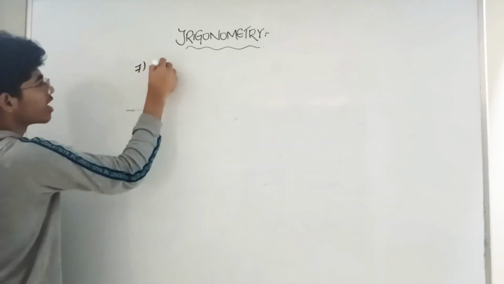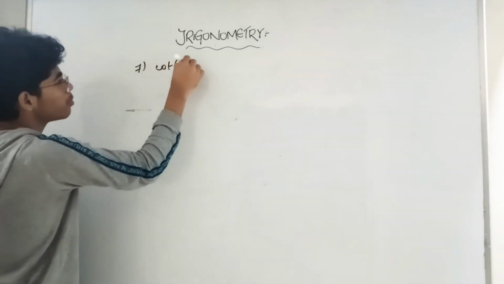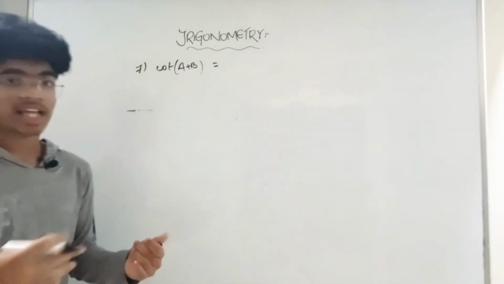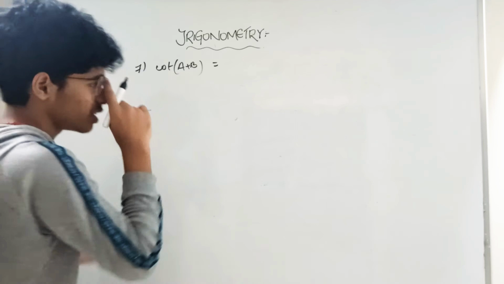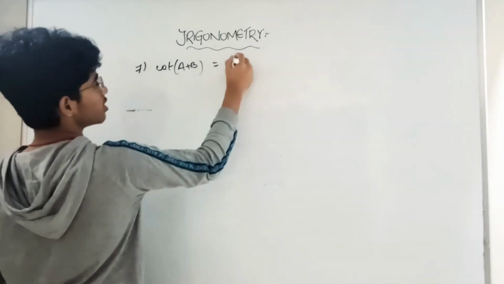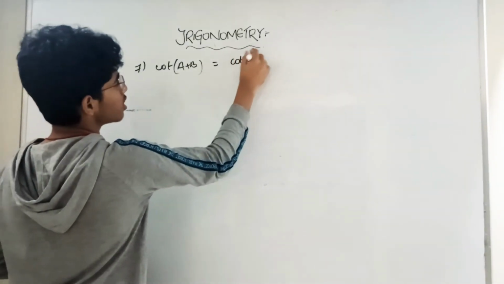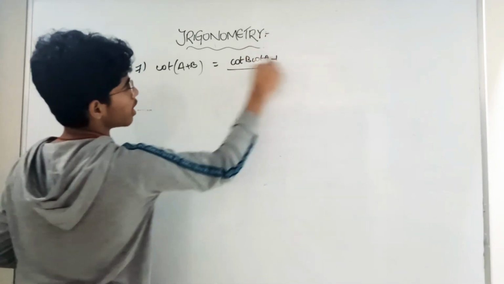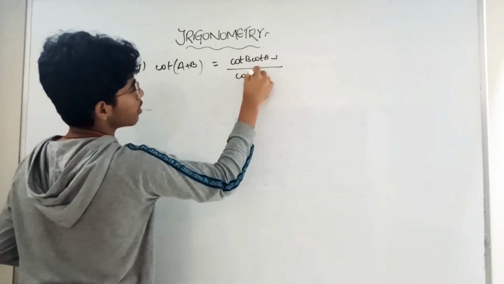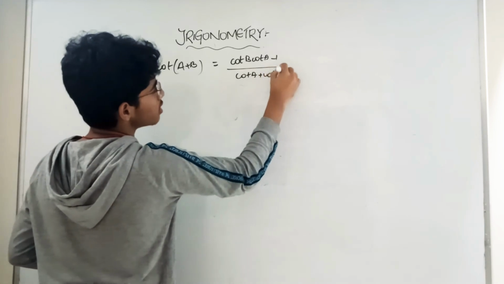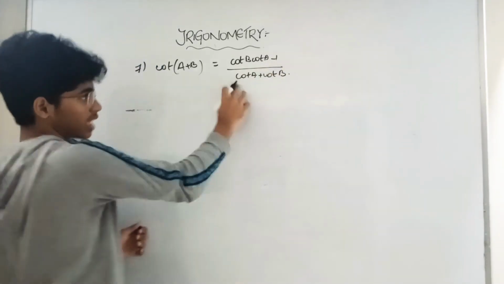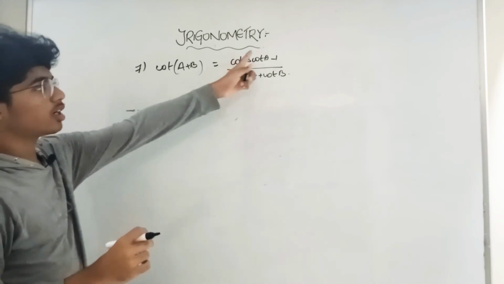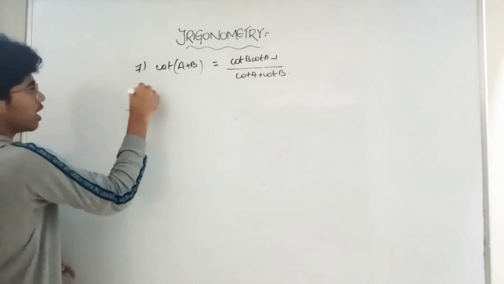7th one. Cot of a plus b. What is cot of a plus b? So, tan is nothing but 1 by cot, so we just have to reverse things. So this is going to become cot b cot a minus 1 by cot a plus cot b. Right? Cot a plus cot b. So why did I write here cot b, cot a? You'll know now. 8th one.